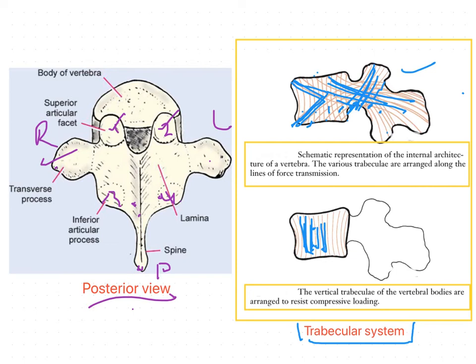The area of weakness is a potential site for collapse of the vertebrae. Normally this is the place where compression fracture occurs. So this is all about the description of the typical vertebrae.